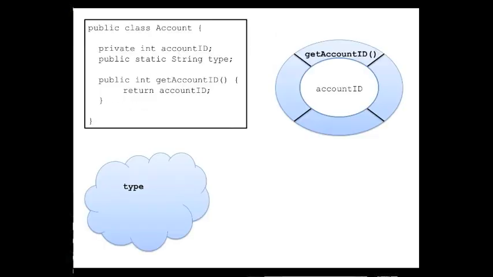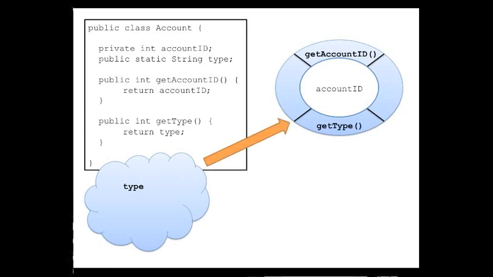Here's the same class we looked at before, but now I've added a static variable. And if you look, I've still got my standard get account ID object up there on the right, and it's got its single copy of the account ID property in memory, but you'll notice over here in this little cloud, which I have to represent another location in memory, I've created one single copy of the type variable.